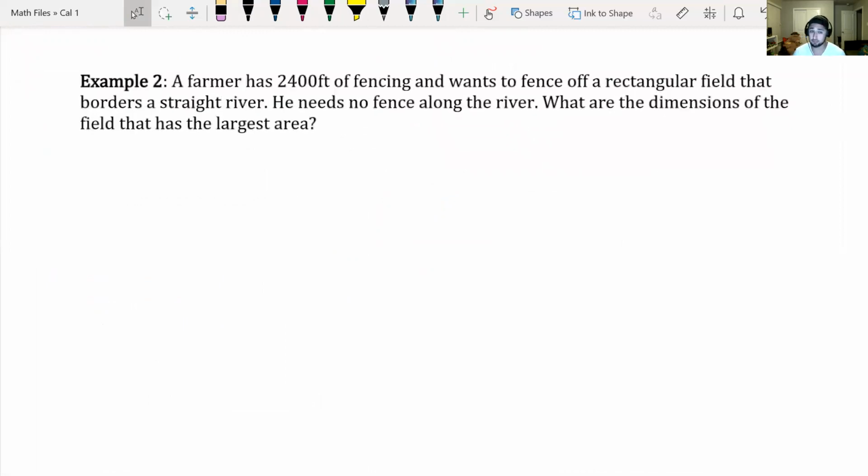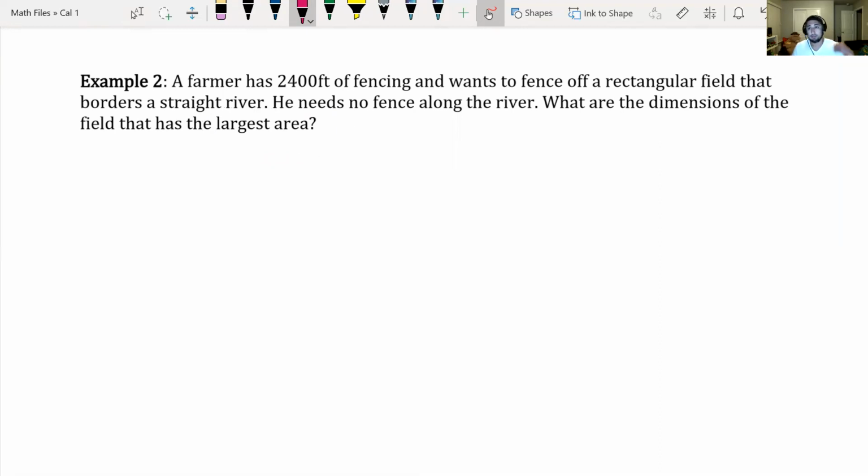Number 2, a farmer has 2,400 feet of fencing and wants to fence off a rectangular field that borders a straight river. He needs no fence along the river. What are the dimensions of the field that has the largest area? So there it is. It's really telling us what we need to do. We need to find the largest area, which means we need to maximize area.